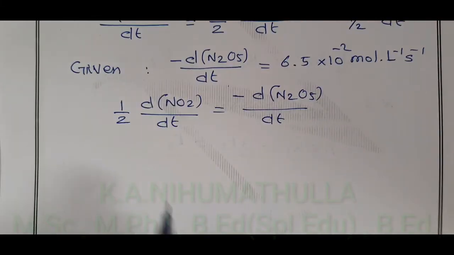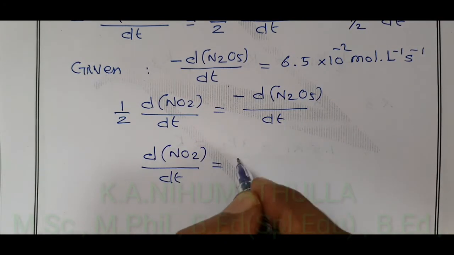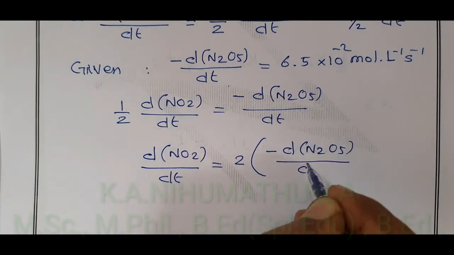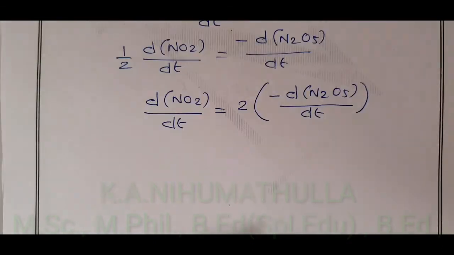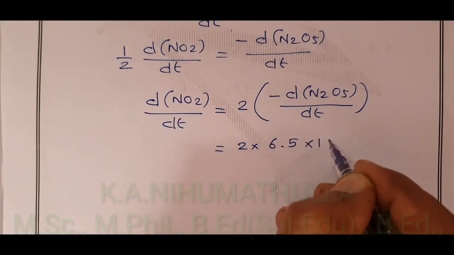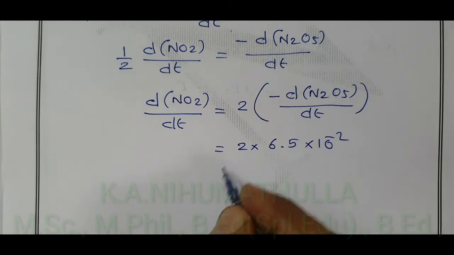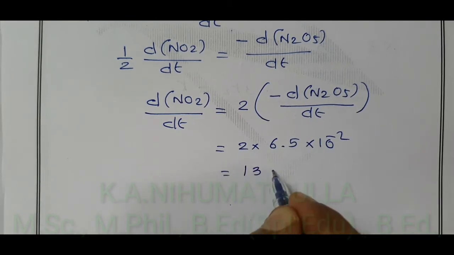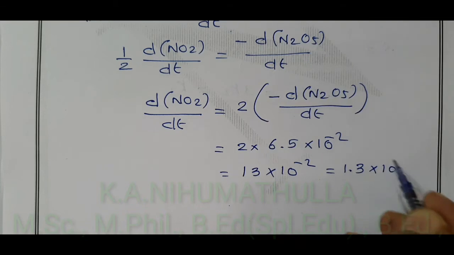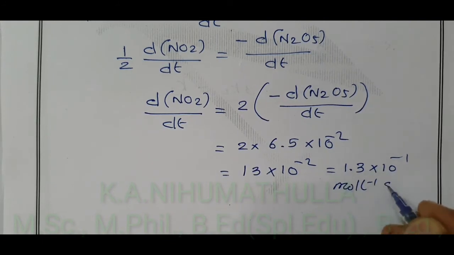Bring the 2 to the right hand side, it becomes d of concentration of NO2 divided by dt is equal to 2 into minus d of concentration of N2O5 divided by dt, that is equal to 2 into the disappearance value, given as 6.5 into 10 power minus 2. 2 into 6.5 equal to 13.0, 13 into 10 power minus 2, that is equal to 1.3 into 10 power minus 1 mole liter power minus 1 second power minus 1. What is the unit? Mole liter power minus 1 second power minus 1.